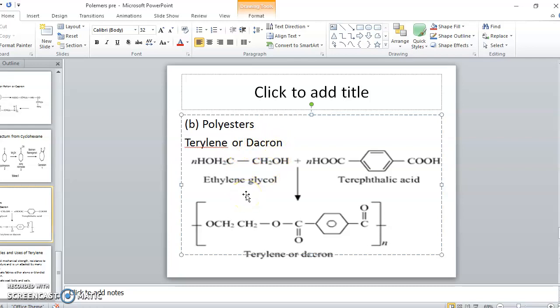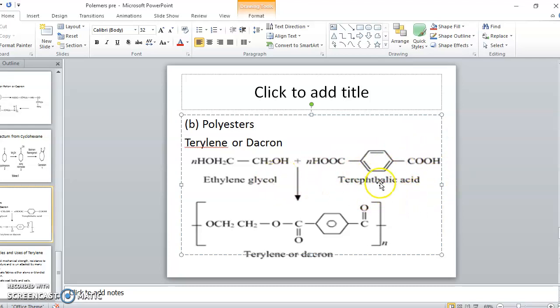In terylene or dacron, the monomeric units are ethylene glycol and terephthalic acid. What is ethylene glycol? Here you can see CH2OH, CH2OH. This monomer is called ethylene glycol. Then you have terephthalic acid. In benzene, on the first carbon and on the fourth carbon you have COOH groups. So it is benzene 1,4-dicarboxylic acid. That unit is commonly called terephthalic acid.